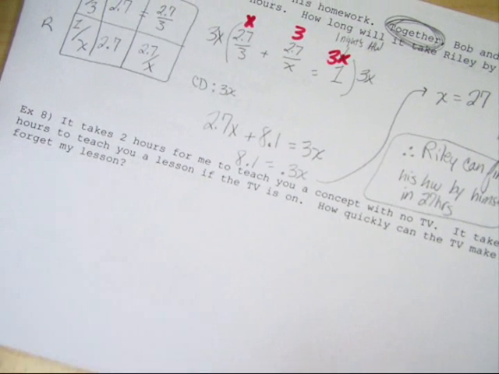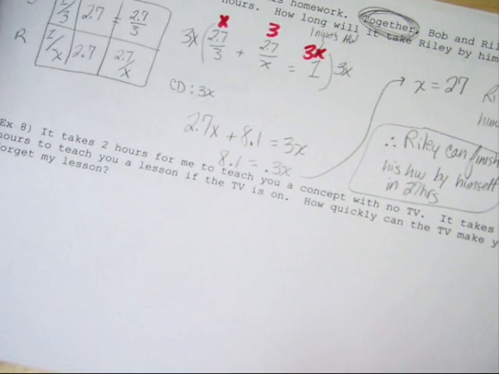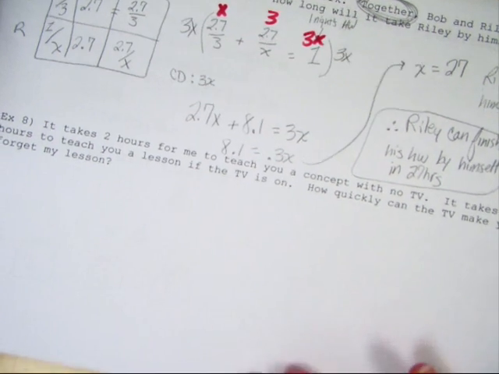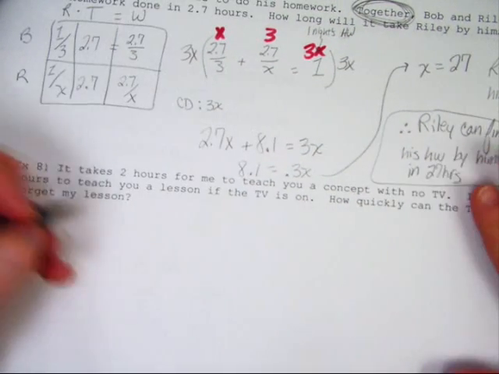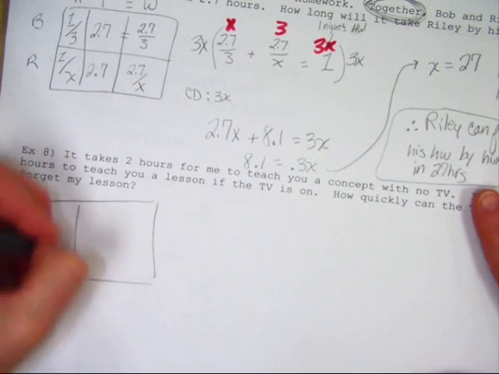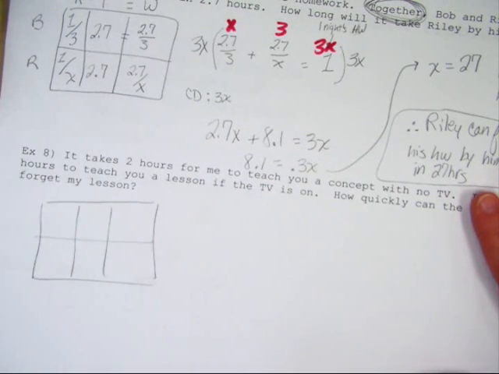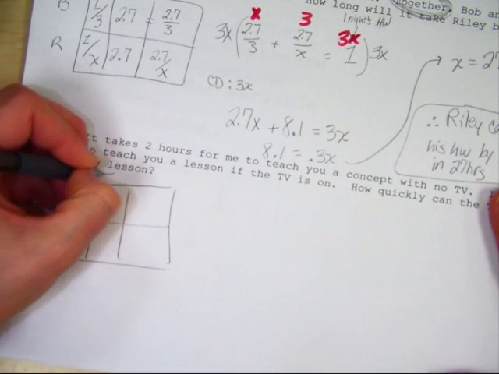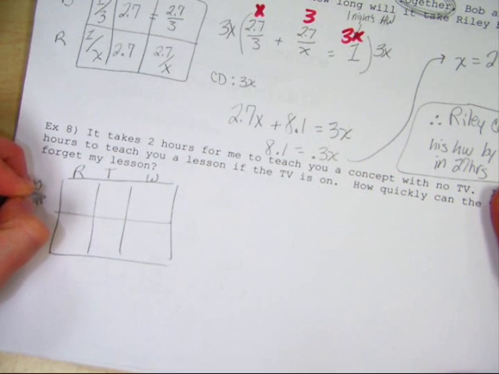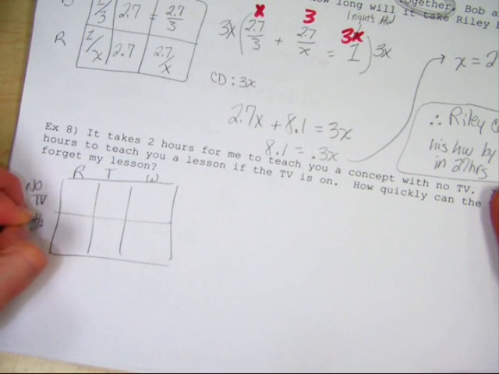Example 8, last one. It takes 2 hours for me to teach you a concept with no TV turned on. It takes me 8 hours to teach you a lesson if the TV is on. How quickly can the TV make you forget my lesson? Now this is just hypothetical. I know it's not really true, but it makes it a little more fun when you can see different ideas clashing here. This is a work problem, so we do rate times work. We have no TV, and we have with the TV.